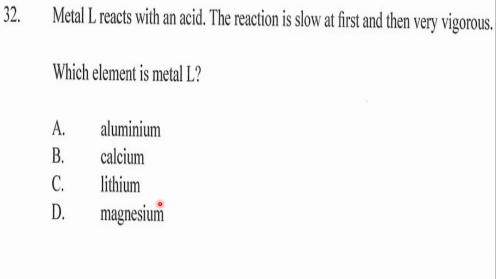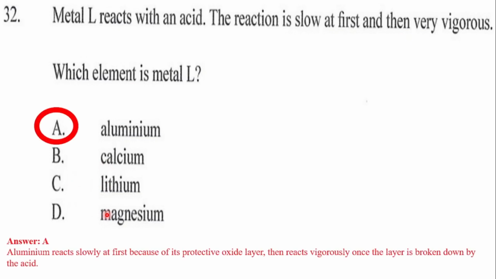Let's move on to question number 32, and it says metal L reacts with an acid. The reaction is slow at first, and then very vigorous. Which element is metal L? Is it A, aluminum, B, calcium, C, lithium, or D, magnesium? The correct answer is definitely going to be A, aluminum, because aluminum reacts slowly at first because it has a protective oxide layer. Then it reacts vigorously once the layer is broken down by the acid. So the correct answer is definitely going to be A, aluminum.